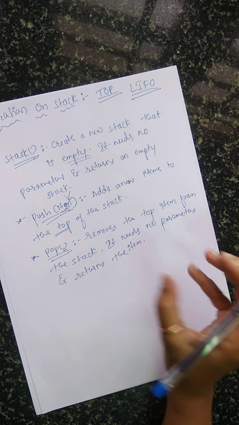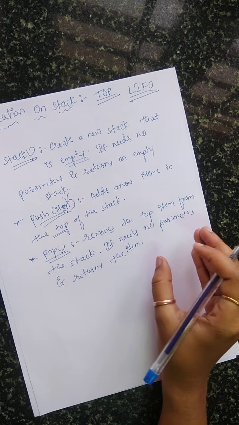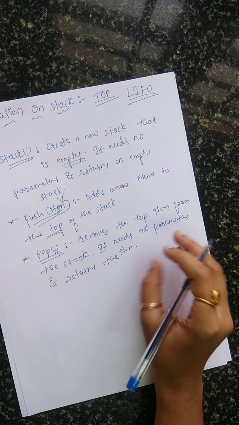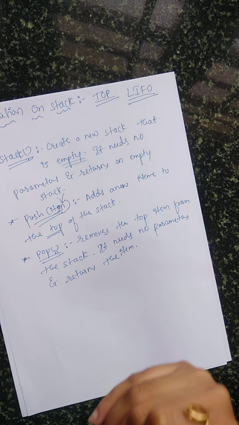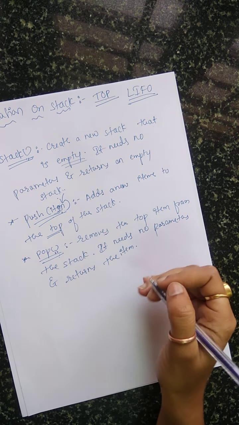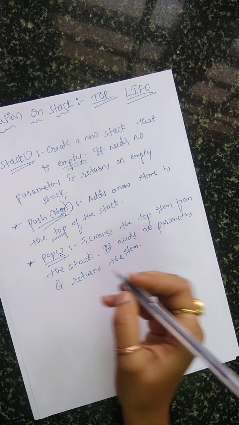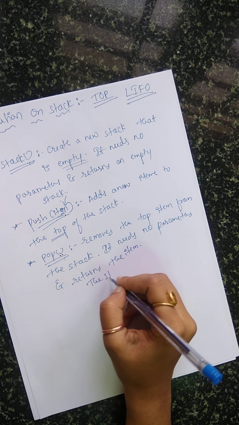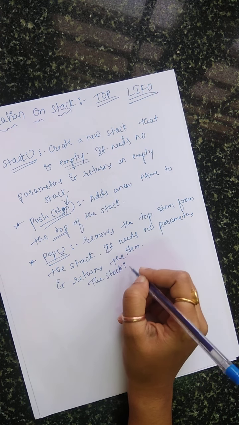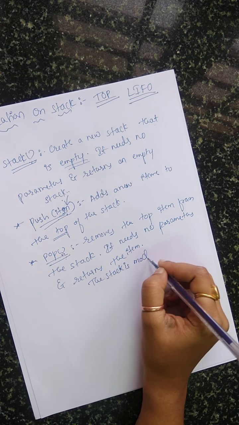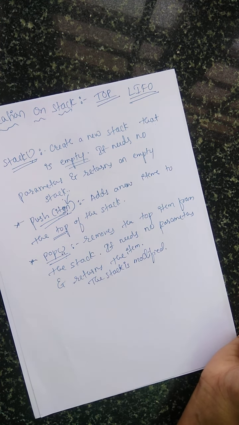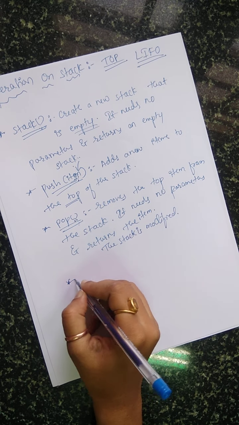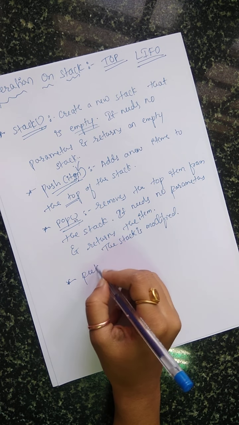As the element has been removed from your stack, it will be modified. Since the element has been removed, the top has to decrease. We have to say top equals top minus 1, so that the stack will be modified. Then, after these functions, the next function is called peek.